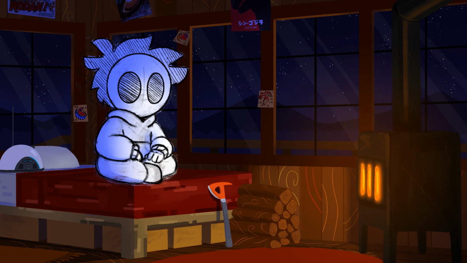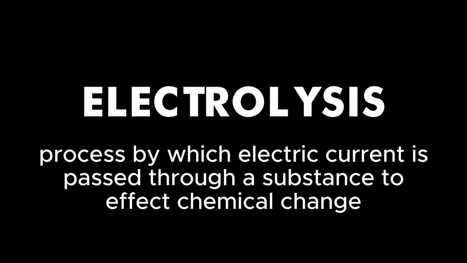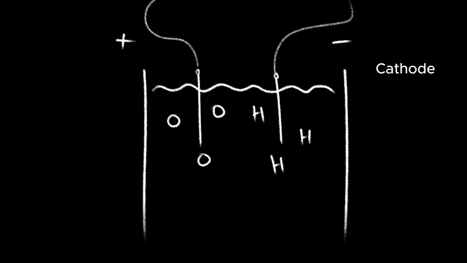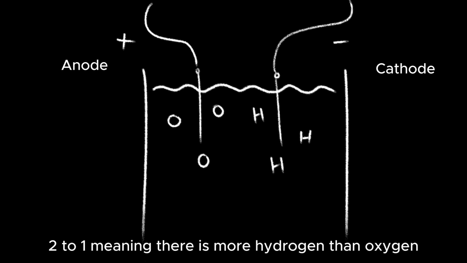But if you want a process that gets around these issues, then you can also generate hydrogen from water through electrolysis, a process where an electric current is passed through a substance to effect a chemical change. Placing electrodes in water attracts the positively charged hydrogen to the cathode and the negatively charged oxygen to the anode, building up in a 2-to-1 ratio.